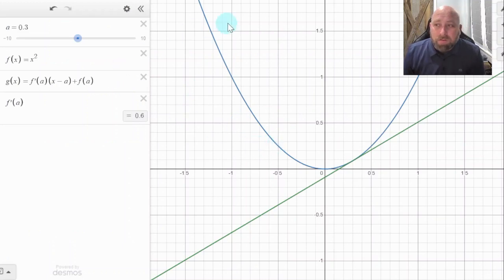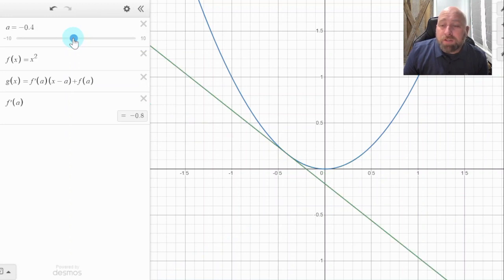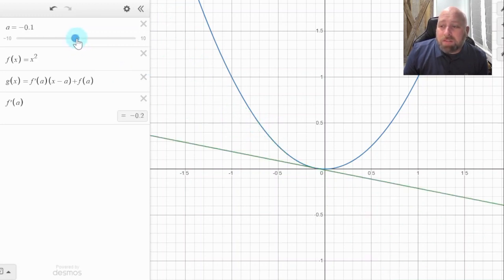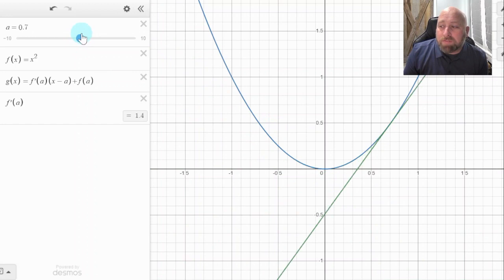This is Desmos. I love Desmos. It's a great resource for you. You should know how to use it by now. If you don't, make sure that you get on there and do some different things with it and try to figure it out. Well, check out this point of tangency right here. As I move this slider around, my point of tangency moves around as well.